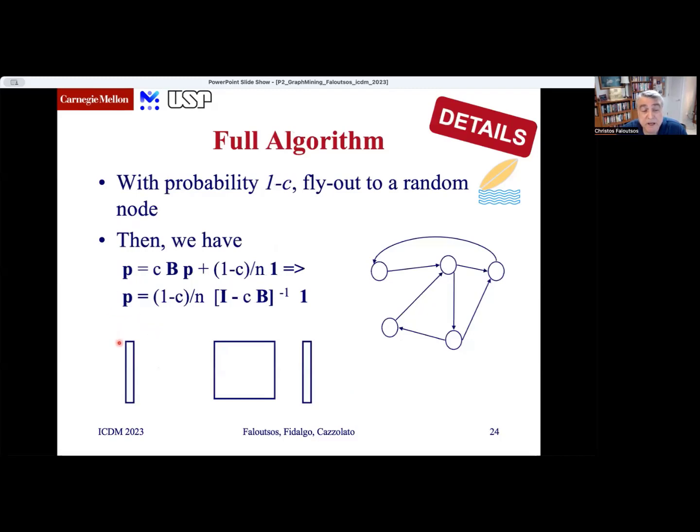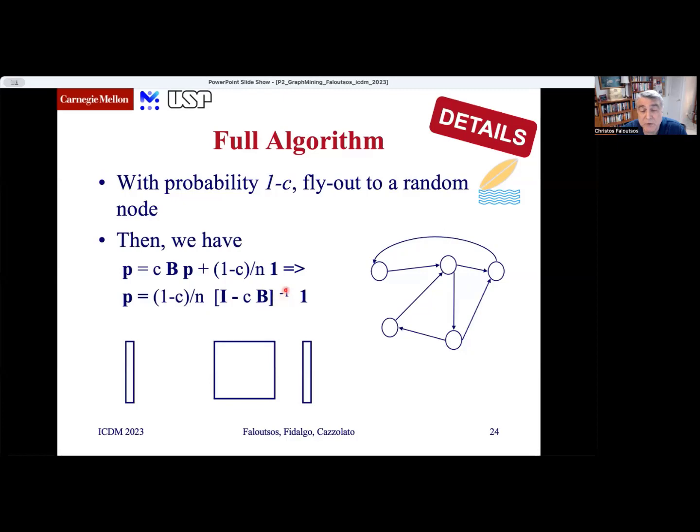P is the vector of steady-state probabilities of importances. We want to know one entry for every node of this graph. This is a scalar. This is the teleportation probability, 85%. And this is the identity matrix. This is the transition matrix that we mentioned before.